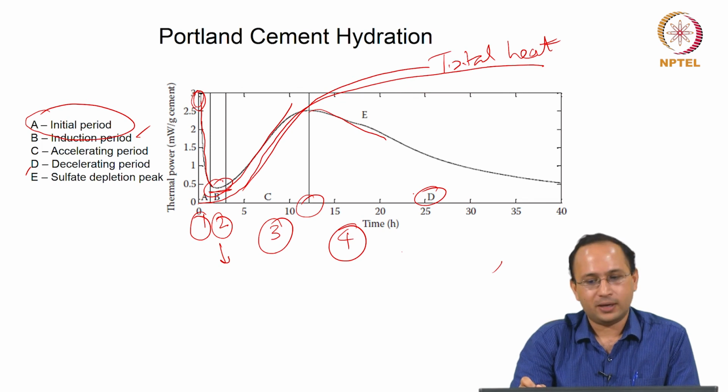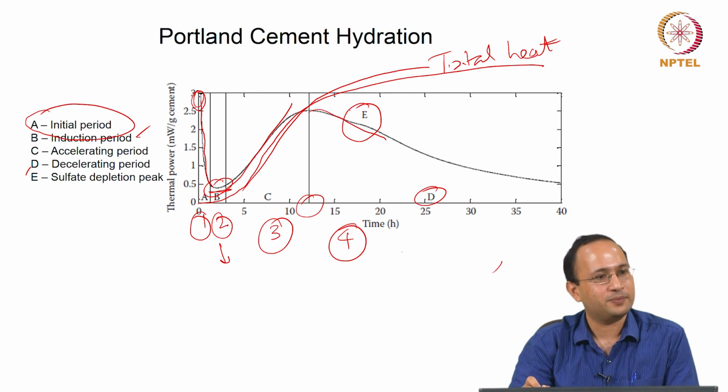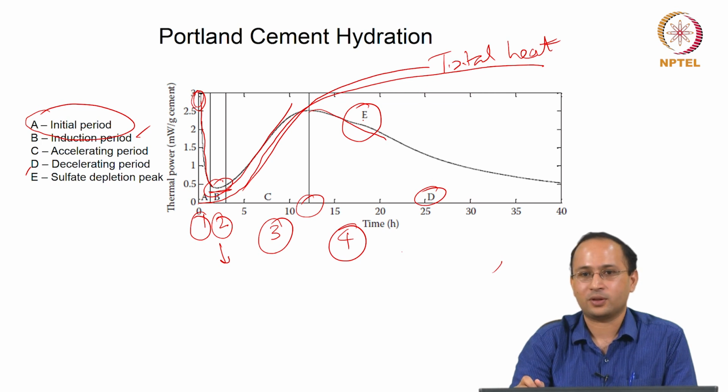One more interesting observation here is you see something in this decelerating period, right. Here it is shown as E for an example, sulfate depletion peak. So you use some gypsum in your cement, right. Why is gypsum used? Yes, right. So to prevent flash set. But what happens when the gypsum gets consumed fully, you form monosulfate, right. Your ettringite converts to monosulfate.